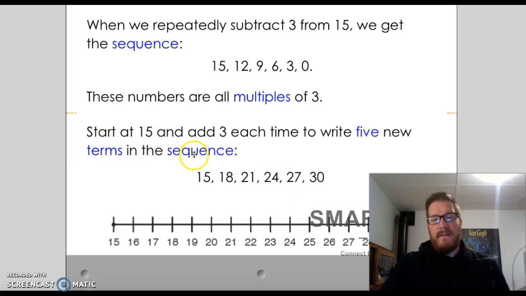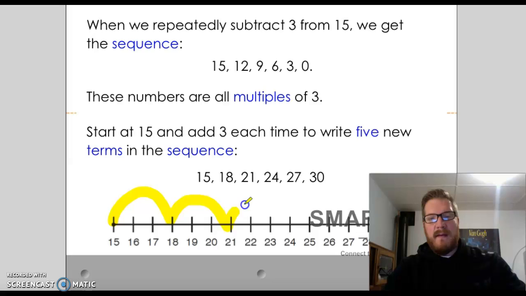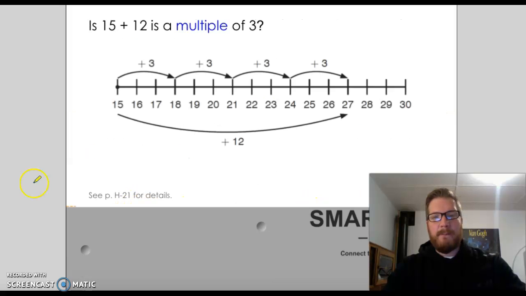We can also start at 15 and add 3 each time to write the 5 new terms in the sequence. And so if we are jumping ahead each time, we have like 15 plus 3, plus 3, plus 3, plus 3, and then it goes behind my face, but plus 3 here as well. We end up with the 5 next multiples, right? 18, 21, 24, 27, and 30.